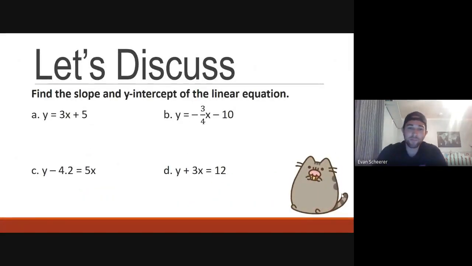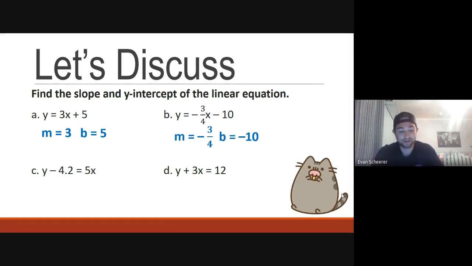To find the slope and the y-intercept of a linear equation, y equals 3x plus 5. Remember, 3 is your slope and 5 is your y-intercept. For b, negative 3 over 4 is going to be your slope and your y-intercept is negative 10.